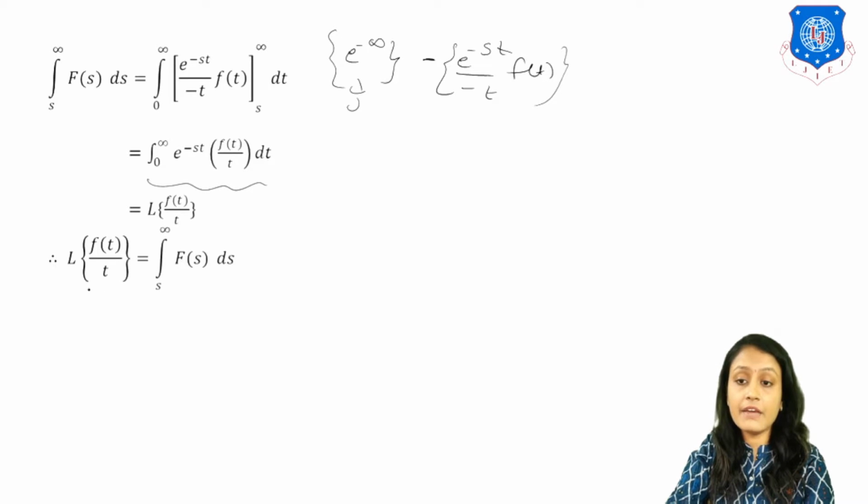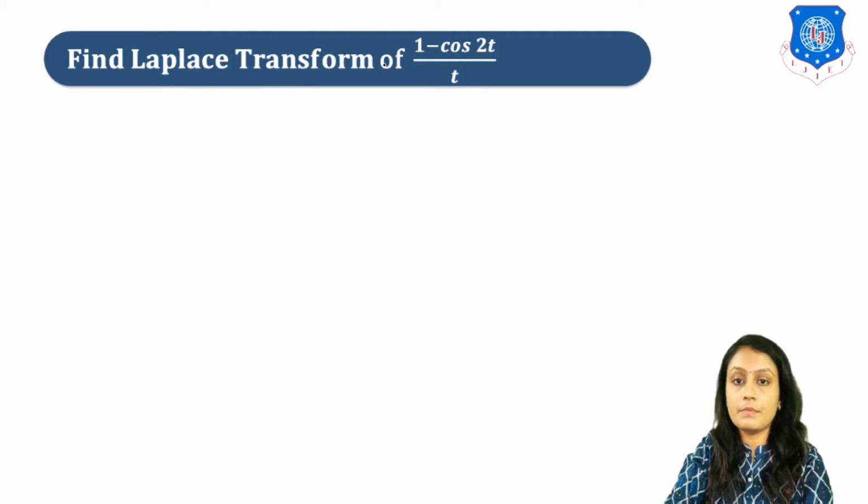So whenever we have t in the denominator, we will just integrate this F(s) from s to infinity with respect to s. Okay, now let's solve an example.